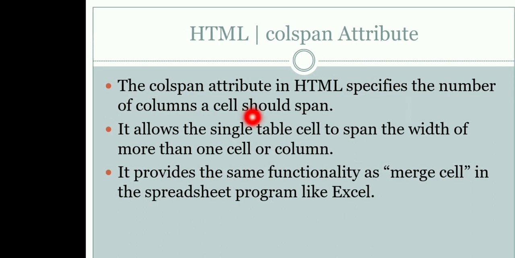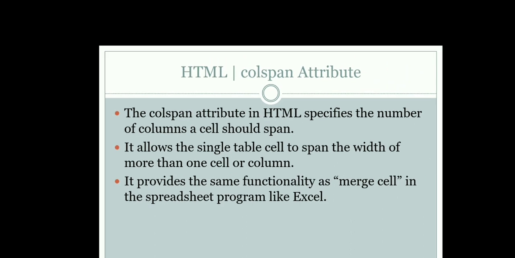The Colspan attribute in HTML specifies the number of columns a cell should span. It allows a single table cell to span the width of more than one cell or column. It provides the same functionality as merge cells in a spreadsheet program like Excel.